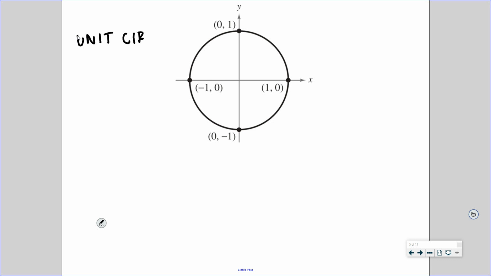Yep, I'm on the next page. The equation of this is x squared plus y squared equals 1 squared, which is 1. That's what a unit circle is.